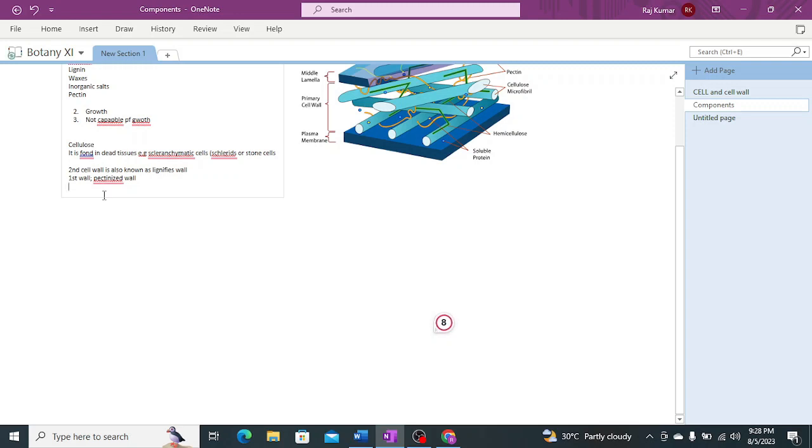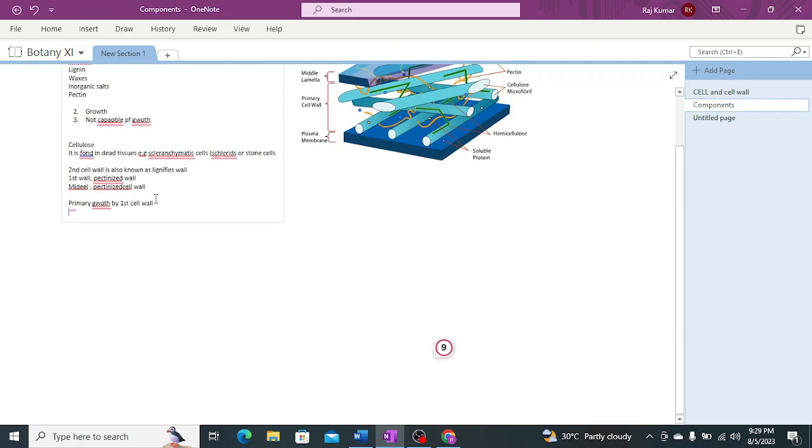After which we have the middle lamella. The middle lamella is also considered a pectinized cell wall. Why is it considered a pectinized cell wall? Because it also has pectin as a major component. So these two are considered pectinized cell walls, whereas the secondary cell wall is considered a lignified cell wall. After which, the primary cell wall is responsible for primary growth.